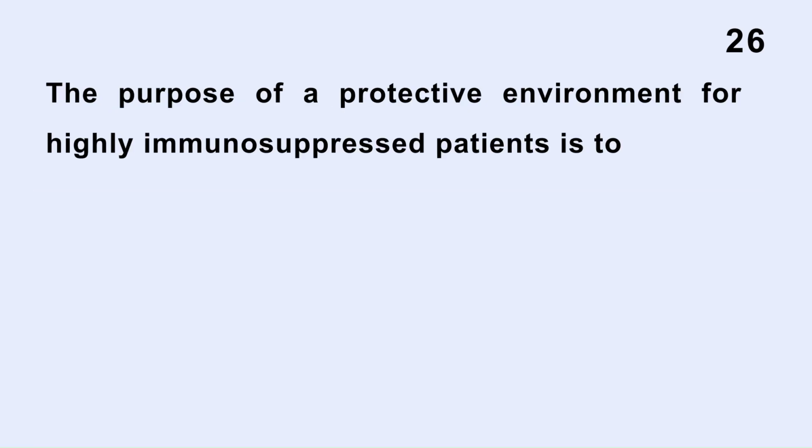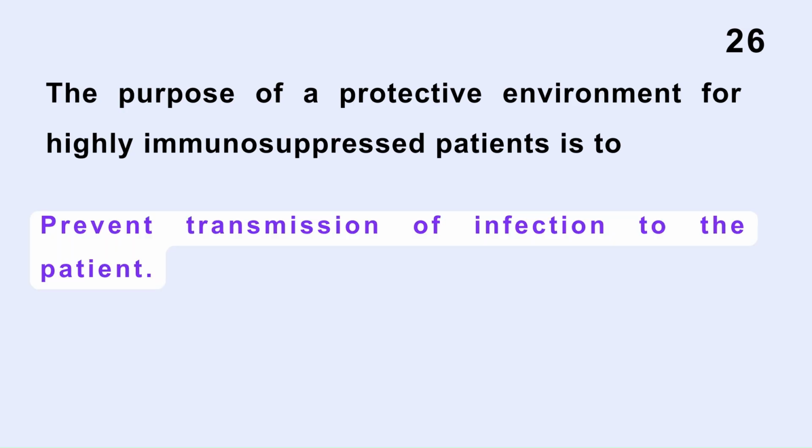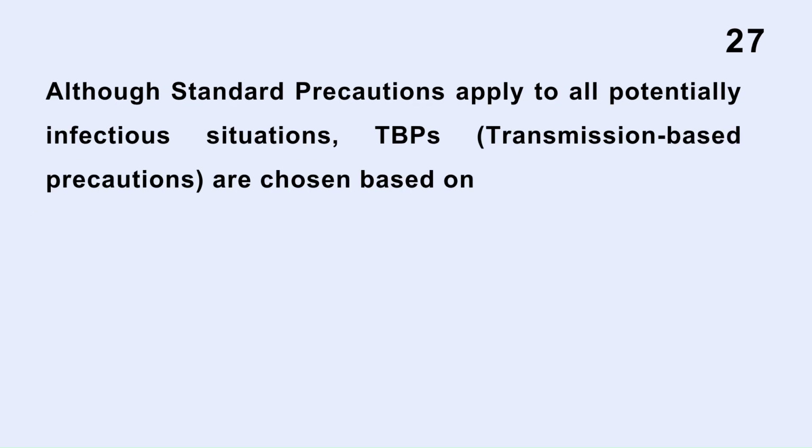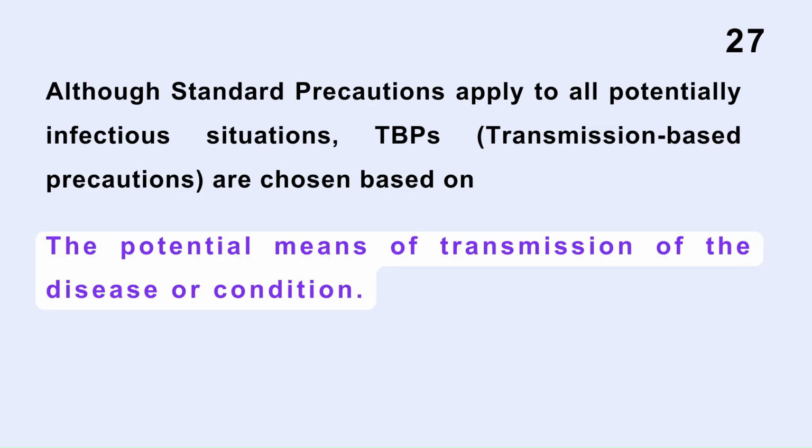Number 26. The purpose of a protective environment for highly immunosuppressed patients is to prevent transmission of infection to the patient. Number 27. Although standard precautions apply to all potentially infectious situations, TBPs, transmission-based precautions, are chosen based on the potential means of transmission of the disease or condition.